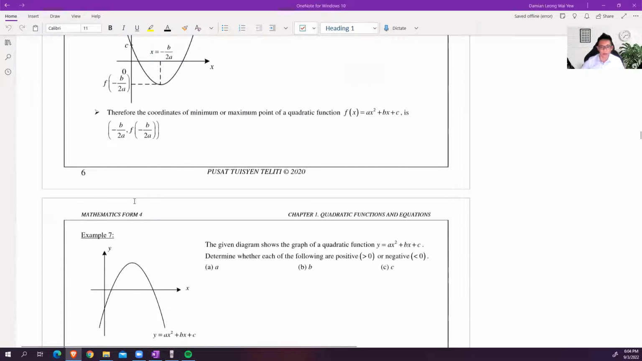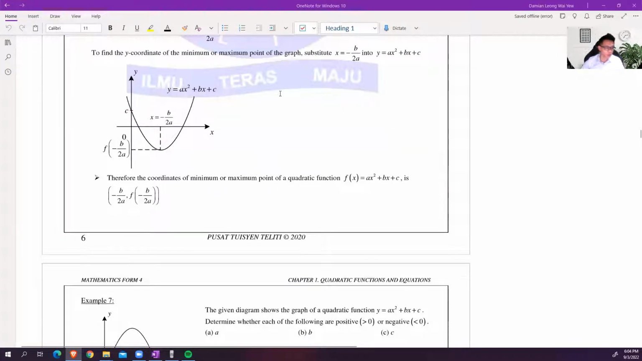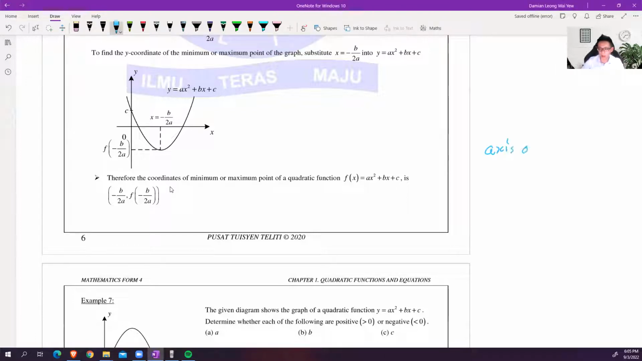Okay. Then your axis of symmetry will always be x equals negative b over 2a. Okay, negative b over 2a. This is not given to you. Advisable to memorize this one. Axis of symmetry, x equals negative b over 2a. Just remember that.